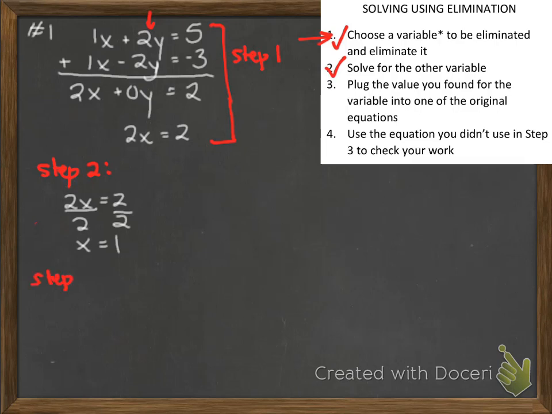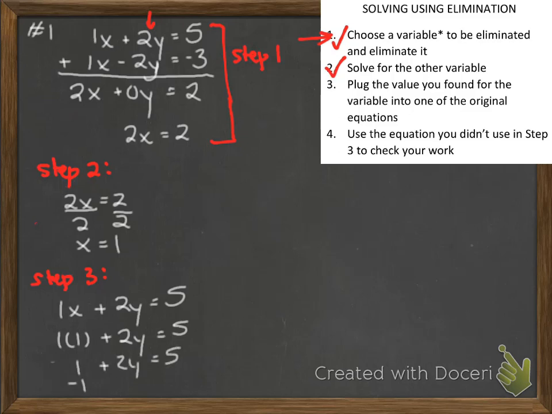So in step 3, I can use either equation to find my other variable, which is y. Let's use this equation right here. 1x plus 2y equals 5. Remember, we just found that x is equal to 1, so we'll put that in place of x. So I have 1 plus 2y equals 5. If I subtract 1 from both sides, I get 2y equals 4. And then if I divide both sides by 2, I find that y equals 2.